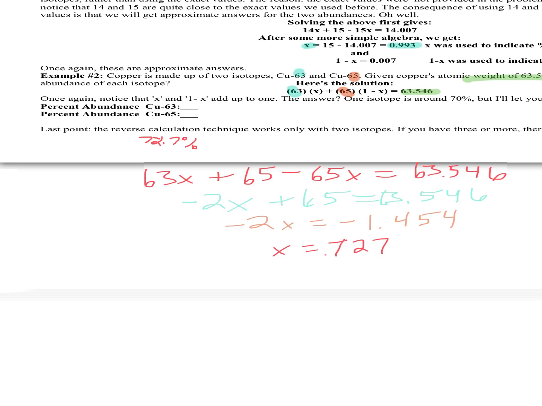For copper 65, you can either go back and solve for your 1 minus x, or just think of it. The two must add up to 100. So you get 27.3%.